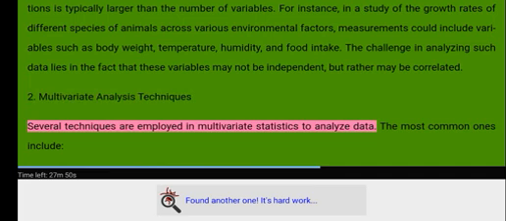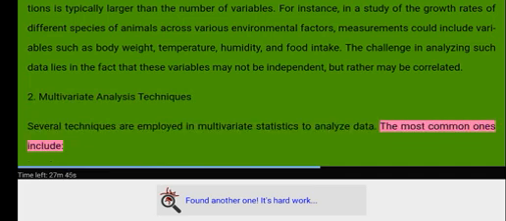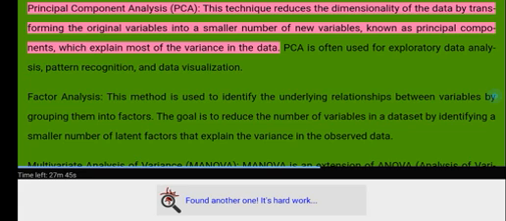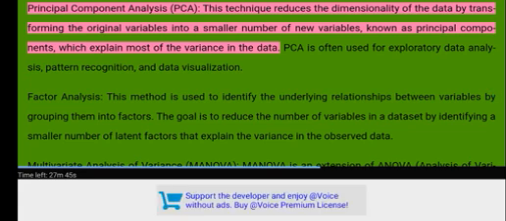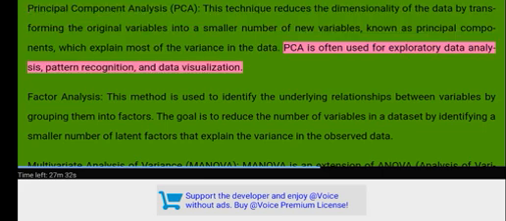2. Multivariate analysis techniques. Several techniques are employed in multivariate statistics to analyze data. The most common ones include principal component analysis (PCA). This technique reduces the dimensionality of the data by transforming the original variables into a smaller number of new variables, known as principal components, which explain most of the variance in the data. PCA is often used for exploratory data analysis, pattern recognition, and data visualization.